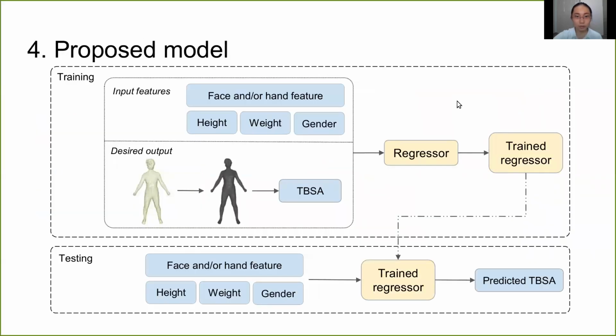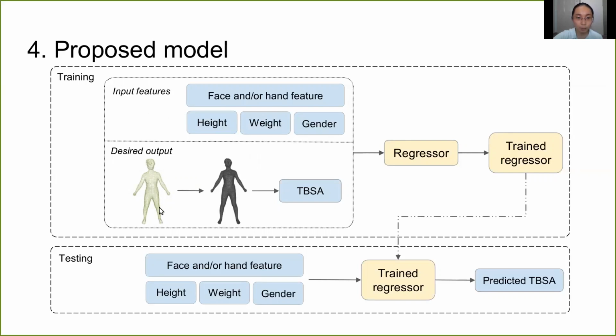Then we propose a regression model that estimates TBSA using the collected data, which is summarized by these figures. This model has 2 stages, training and testing. In training, we extract visual features from the hand and face photographs in the training dataset, and use them with height, weight, and gender information as input features to the model. I will describe the visual feature extraction in the next slide.